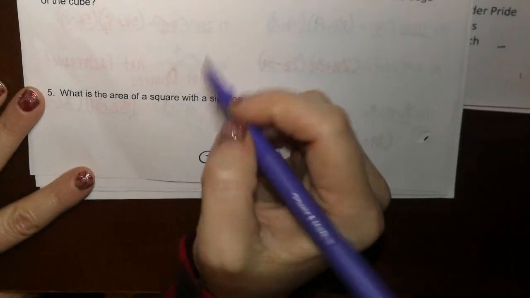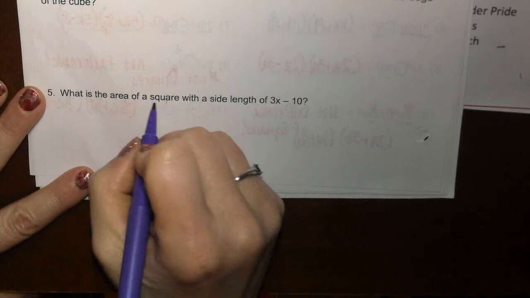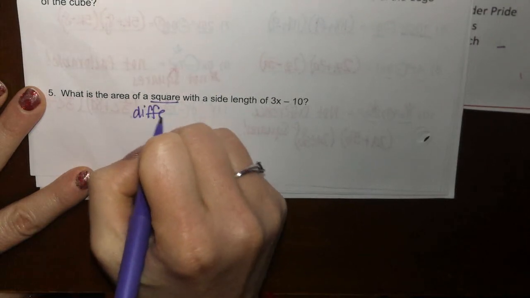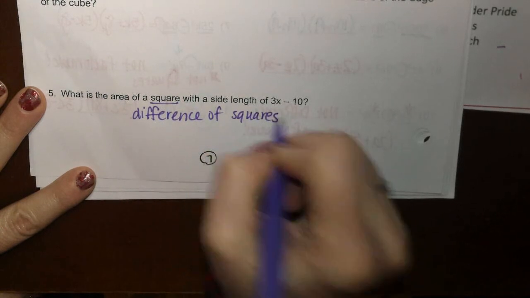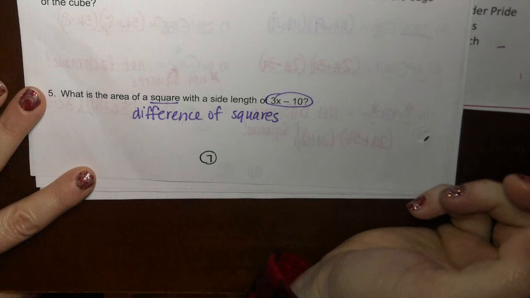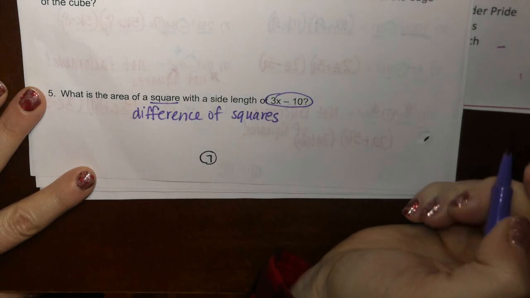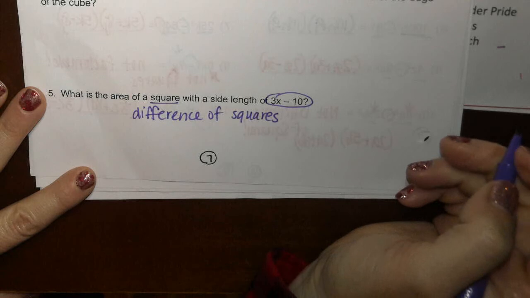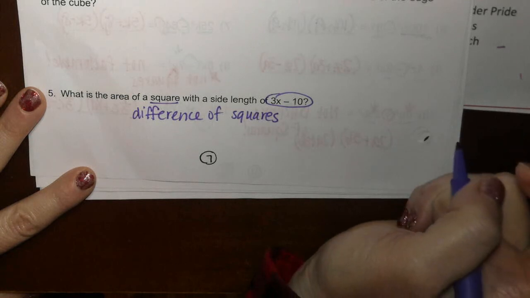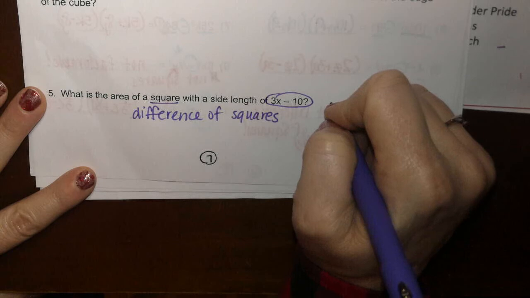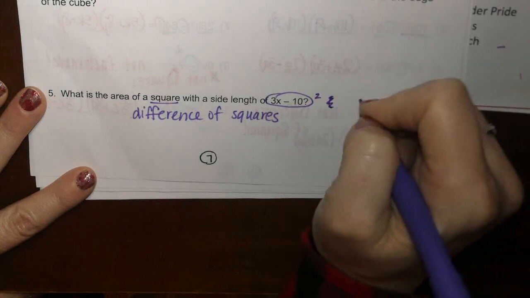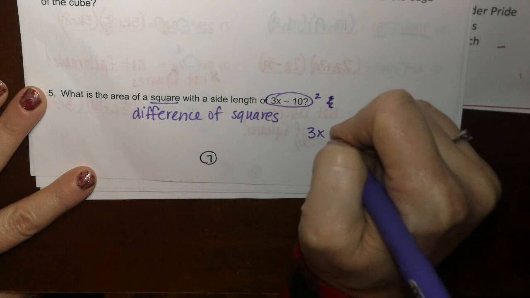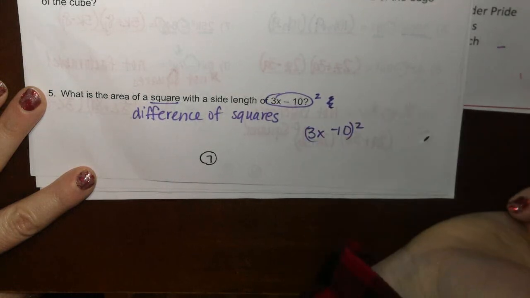Let's go down here to number 5. So it's the length of a square, so we're going to be doing difference of squares, because it's perfect squares. And this is your answer. The side length is 3x minus 10. So what would we need to do if this is the side length? Side squared is area, right? So we take 3x minus 10 and we square it, the whole thing.